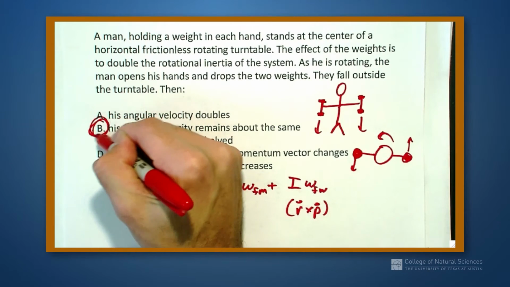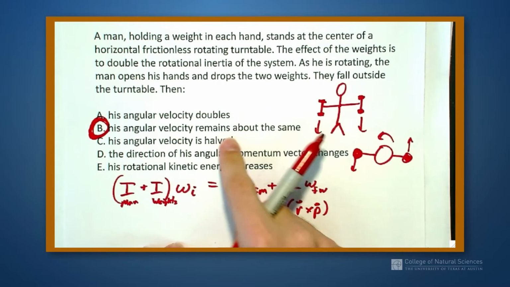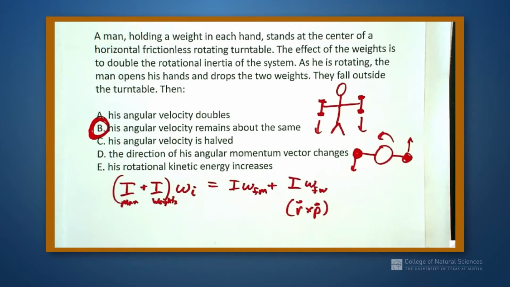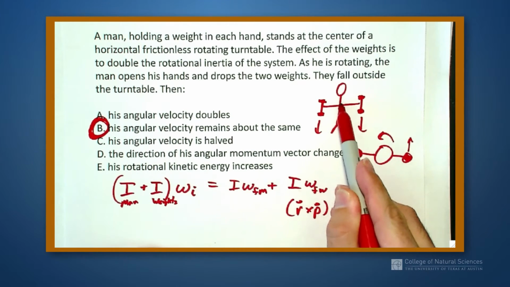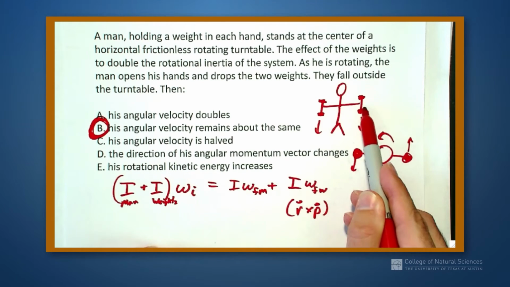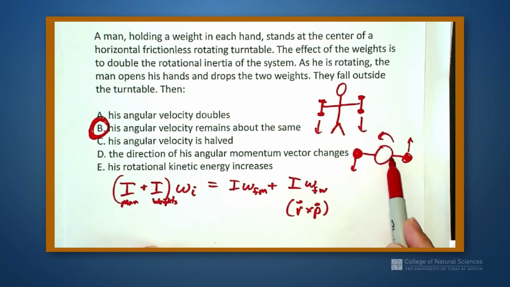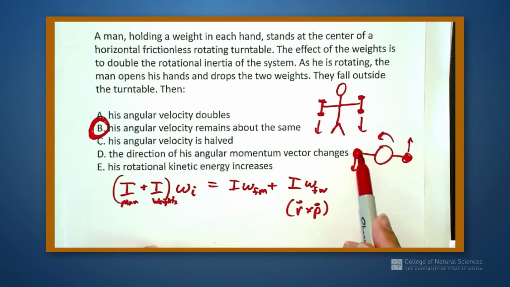So what actually happens if you do this experiment is you'll find that the angular velocity remains about the same. The person has angular momentum to begin with, the weights have angular momentum, the person maintains the same angular momentum, and the weights maintain the same angular momentum after they're dropped.